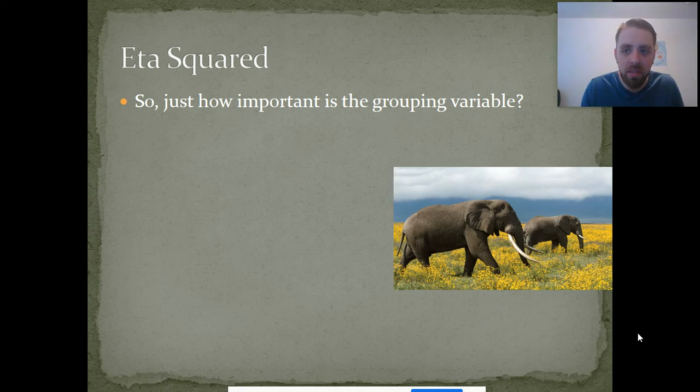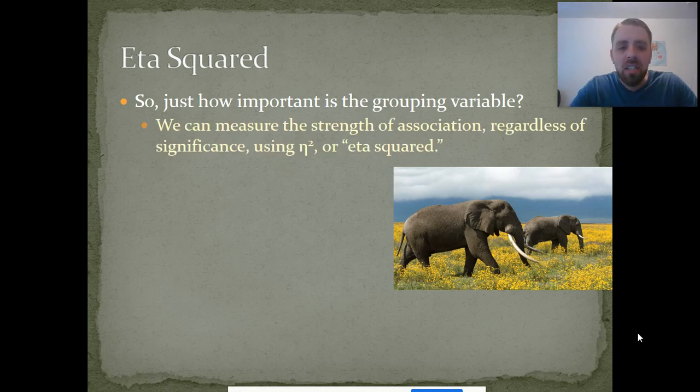And even if you have a significant finding, but a low metric for what is known as eta squared, that will tell you that, yeah, this is a significant finding, but quite honestly, it's kind of weak. Or, yeah, this is a significant finding, and it is an incredibly strong finding that's happening between the groups, pardon me. So that's the question we want to answer with eta squared. Just how important is that grouping variable? Eta squared measures the strength of an association, regardless of its significance.